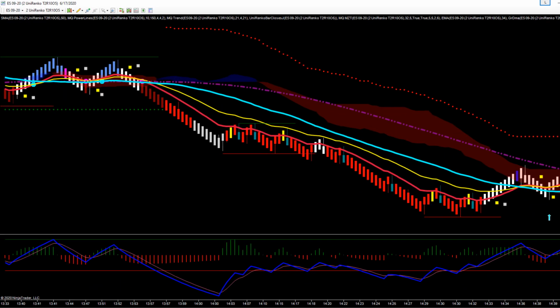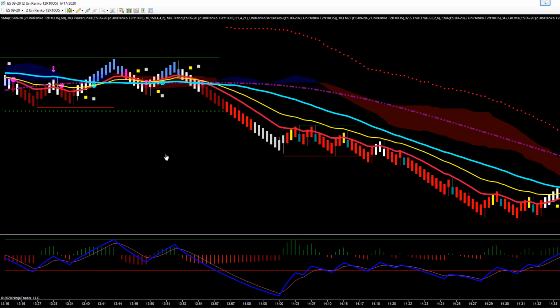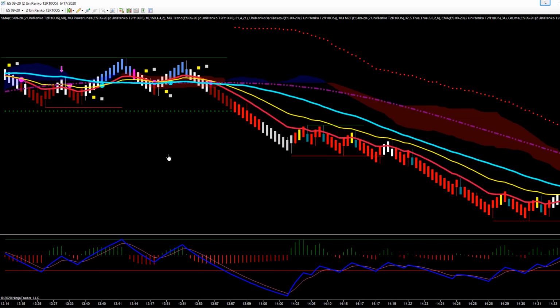Now, full disclosure, we were actually on the 5-minute chart at the time, so I did not actually take this particular trade, but this was a perfect trend reversal breakout setup. And so we're going to point it out. Had we been on the Renko chart, this is definitely a trade we would have been looking to take.